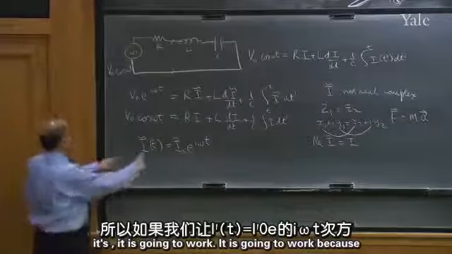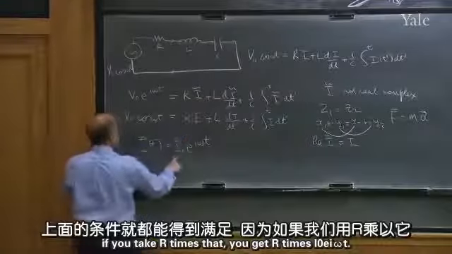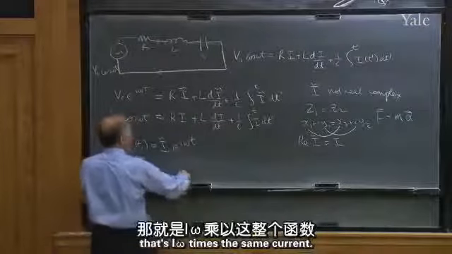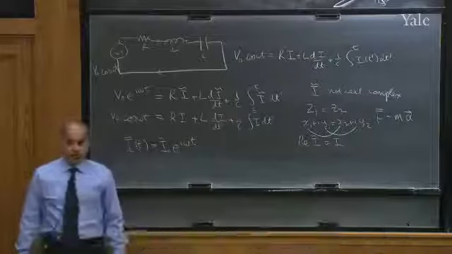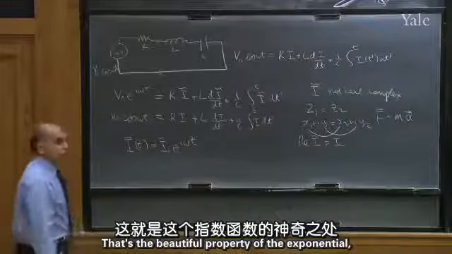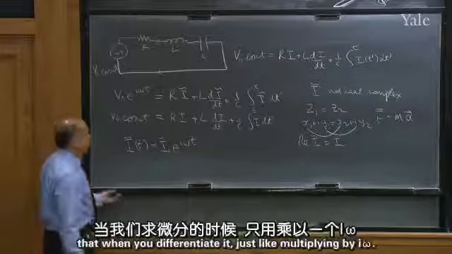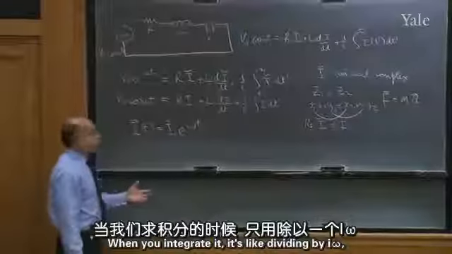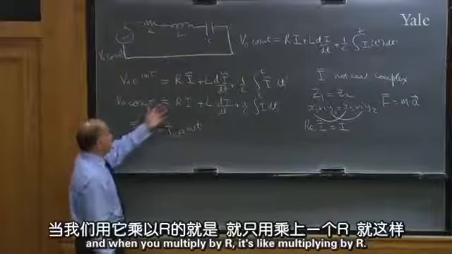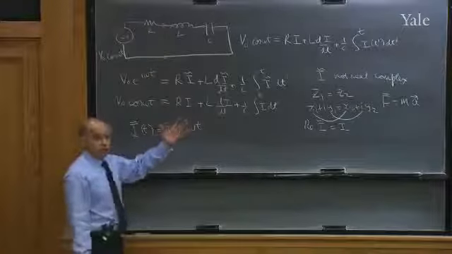It is going to work because if you take r times that, you get r times I naught e to the I omega t. If you take the derivative of this guy, that's I omega times the same current. The integral is 1 over I omega times the same thing. That's the beautiful property of the exponential, that when you differentiate it, it's like multiplying by I omega. When you integrate it, it's like dividing by I omega. And when you multiply by r, it's like multiplying by r.